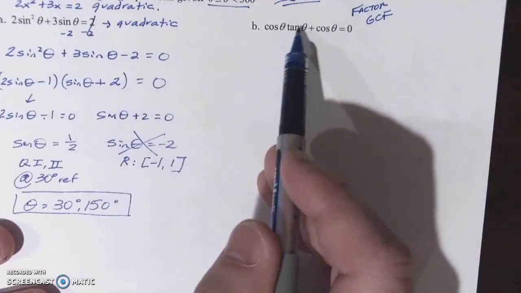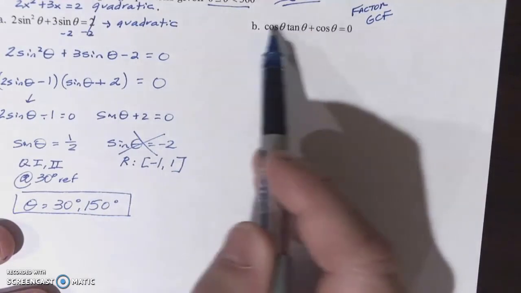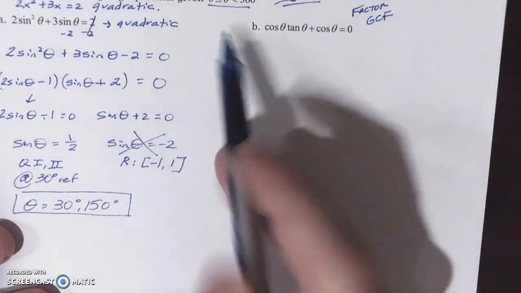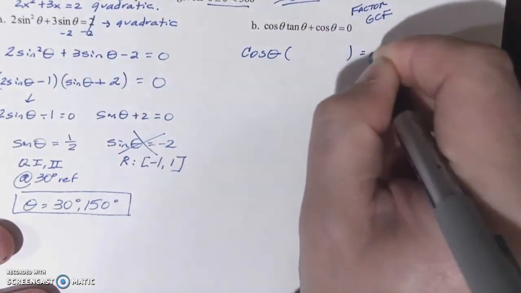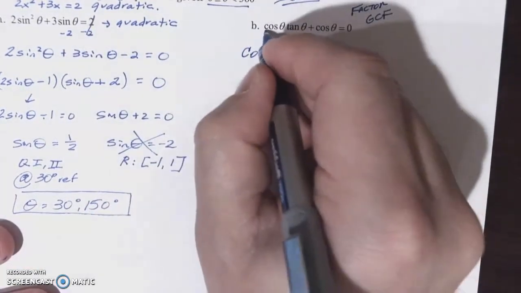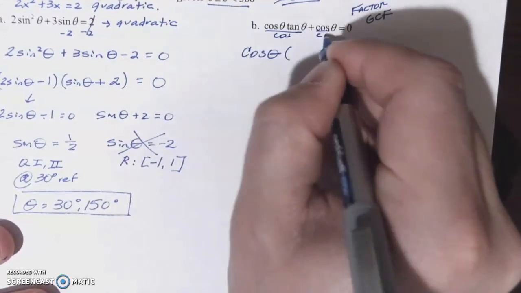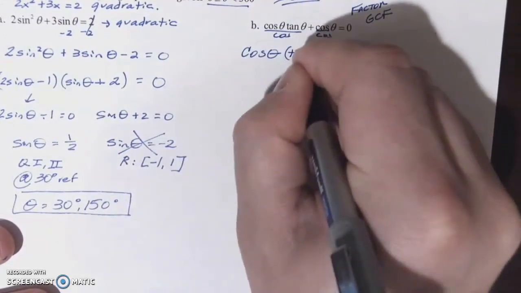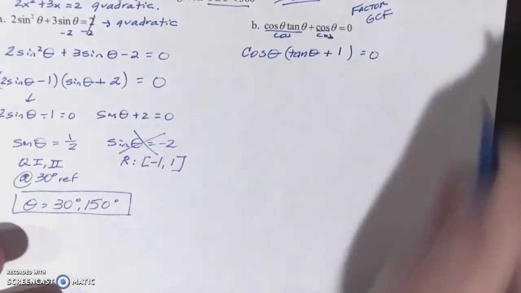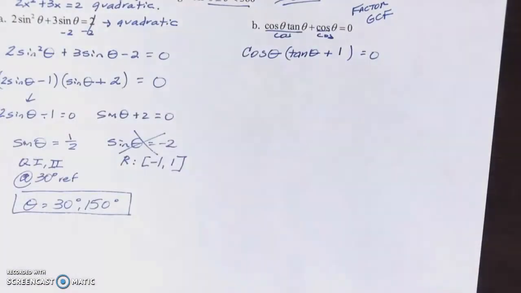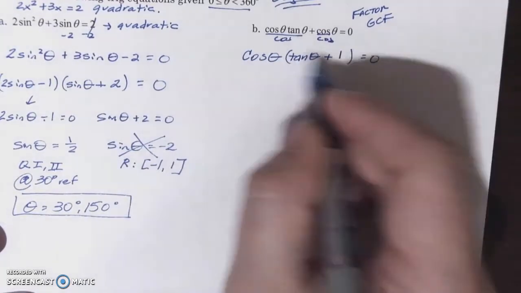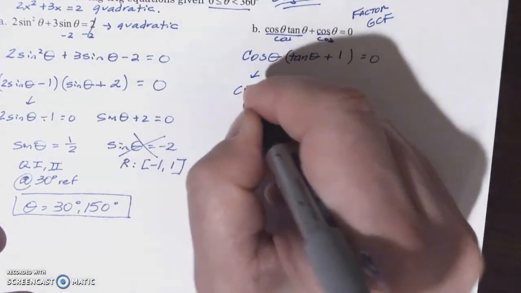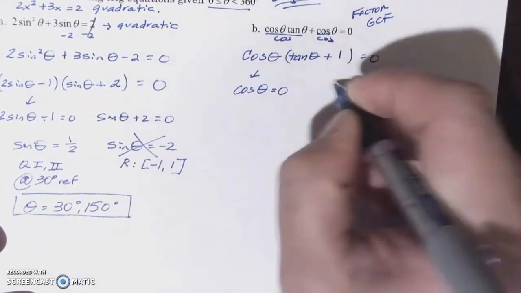Here, however, we have two terms that both contain a cosine theta. Let's factor that out of each of our terms. What will remain, if I divide both by cosine, is tangent theta. Don't forget the +1. A lot of students will forget that +1. Again, we have two quantities that multiplied together equal 0. Let's set them both equal to 0.